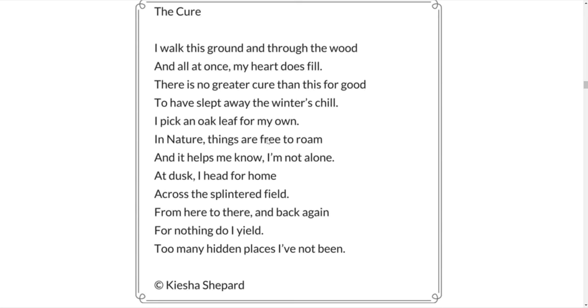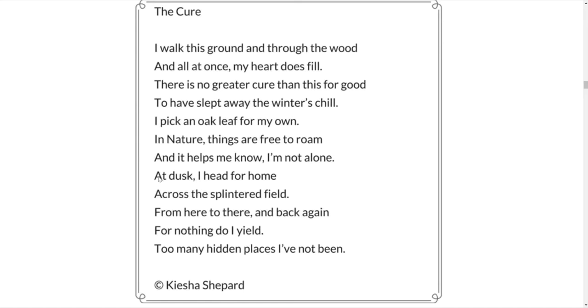And then here you do something again, and you write your opinion, related to what you're doing. She says, "In nature, things are free to roam, and it helps me know I'm not alone." So she's saying that her roaming, where she's picking and walking here, hints that other things are doing it too. So she's defending her right to walk and roam the woods or nature here. So she's basically replying to possibly someone saying you shouldn't be roaming, and she's saying why she should. Okay, and this is her answer.